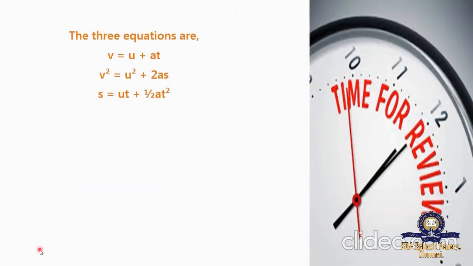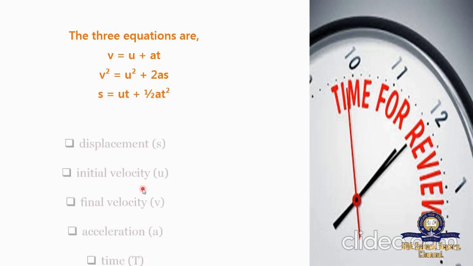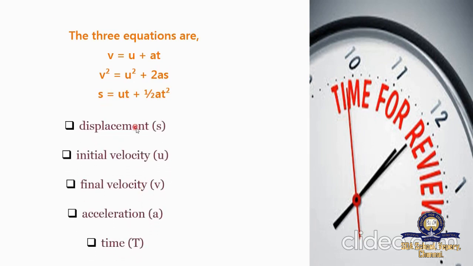And next we saw the three equations. So what are the three equations? v is equal to u plus at, v square is equal to u square plus 2as, and s is equal to ut plus half at square. And what are the abbreviations? Displacement is termed as s, initial velocity is u, final velocity is v, acceleration is a, and time is t.